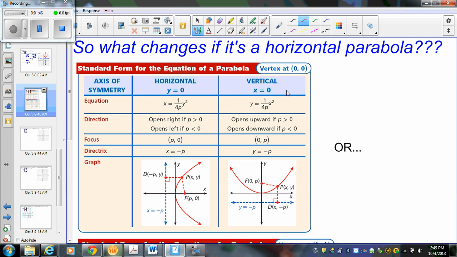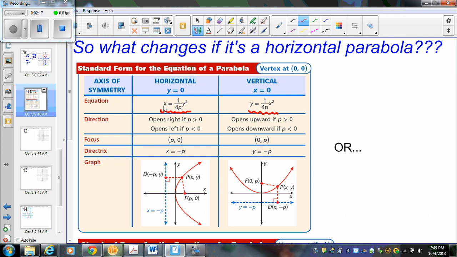You'll remember that this third column over here was what we talked about yesterday with the vertical parabolas. And this column was actually covered up by a big blue rectangle yesterday. Well, now we're actually going to look at it. This is a horizontal parabola. The standard equation for a horizontal parabola, if the vertex is the origin, is x equals 1 over 4p times y squared. Look at the one for the vertical. The only difference is that the x and the y have swapped spots.